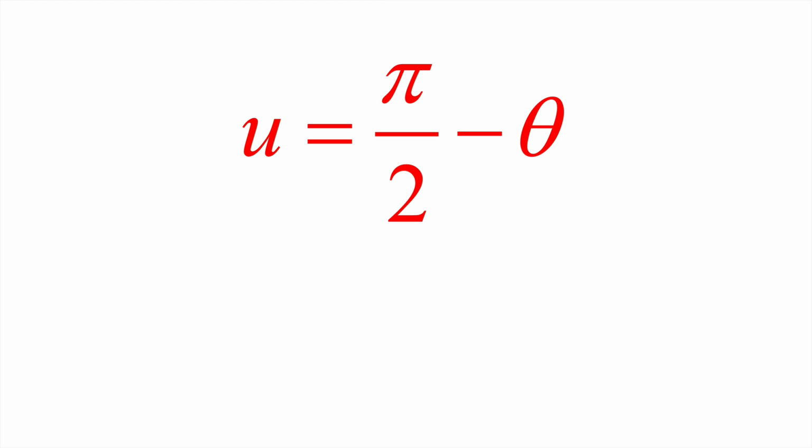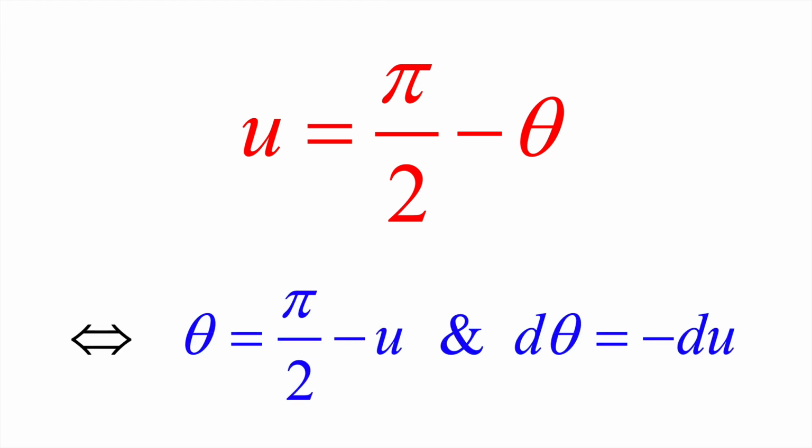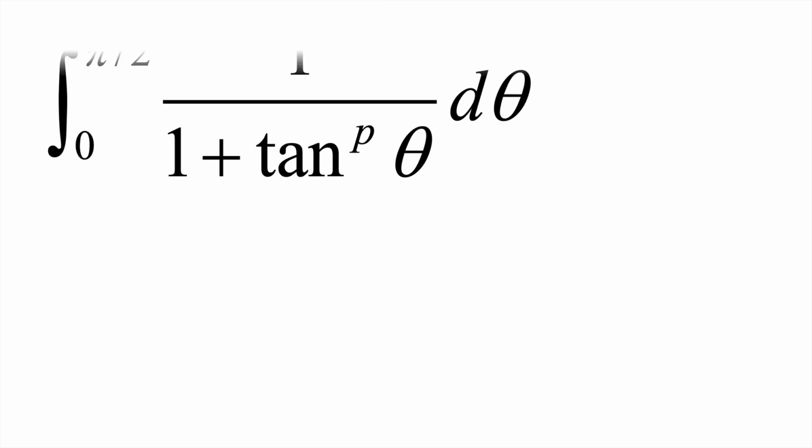we need. After all, because of this equation, when theta is 0, u is pi over 2. When theta is pi over 2, u is 0, and when theta is pi over 4, u is also pi over 4. Keep in mind that this is equivalent to theta being pi over 2 minus u, and d theta equaling negative du. Now let's do the integral.